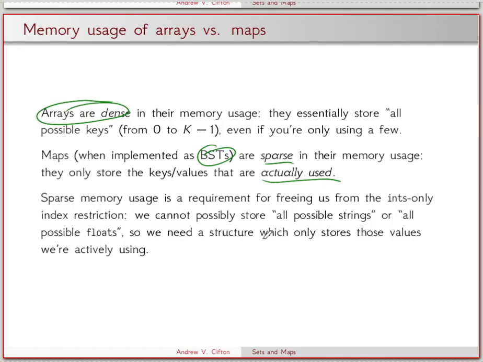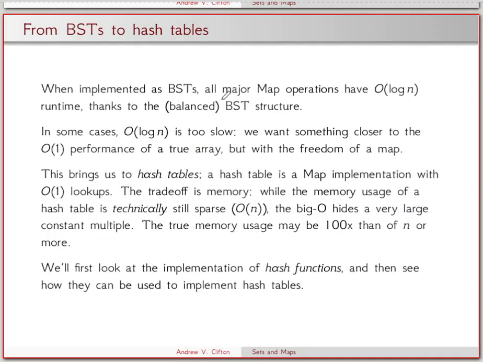And that's kind of a requirement, because if we're using strings, we can't say, I'm going to pre-allocate all possible strings. I just need to store the ones that you've actually given me. So sparse memory usage is something we're going to have to do for what we want to build here. If we build this on top of a binary search tree, then all of our operations will run in log of n time, assuming that we're using a balanced binary search tree.